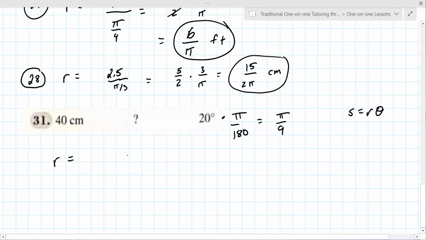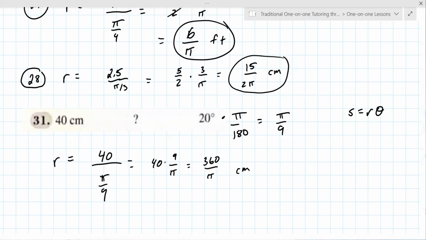So your R equals 40 over pi over 9. So this equals 40 times 9 over pi, 360 over pi centimeters. Okay. And then the last two.